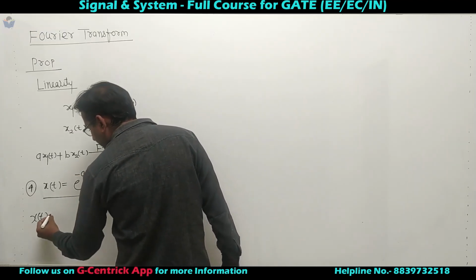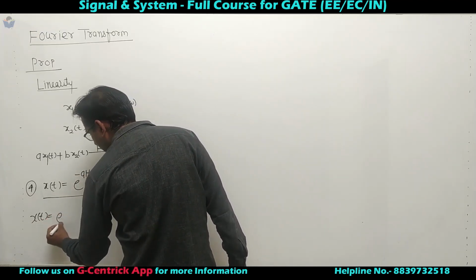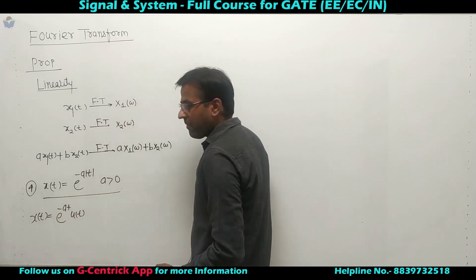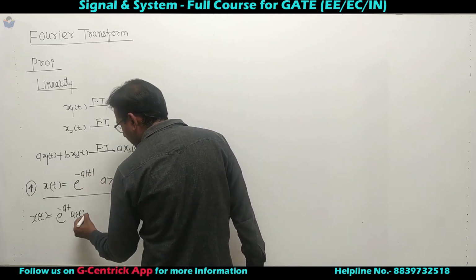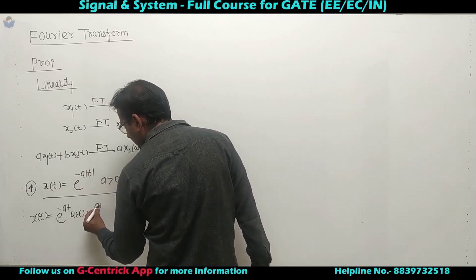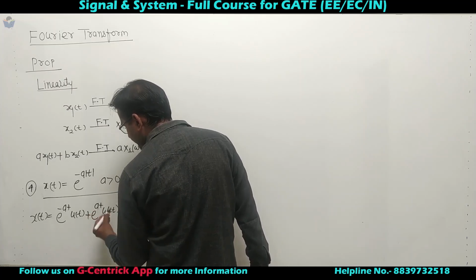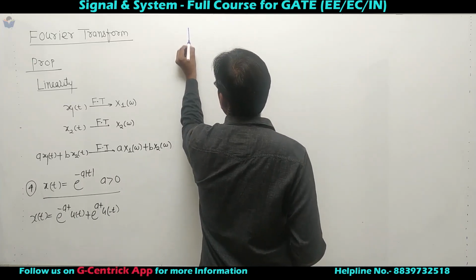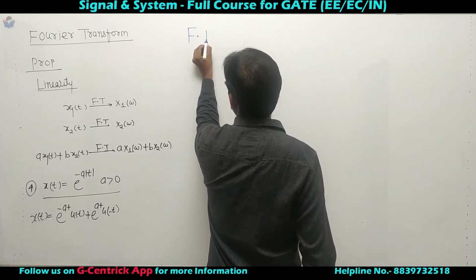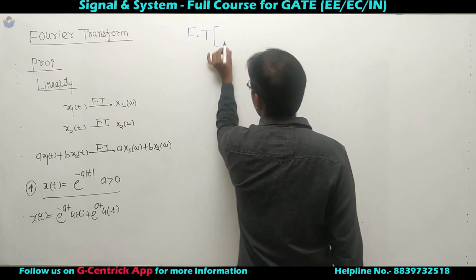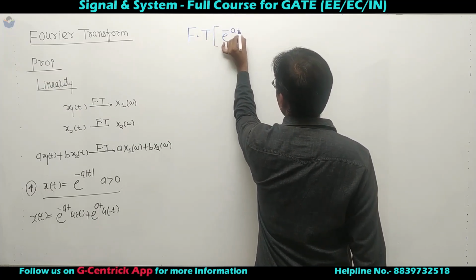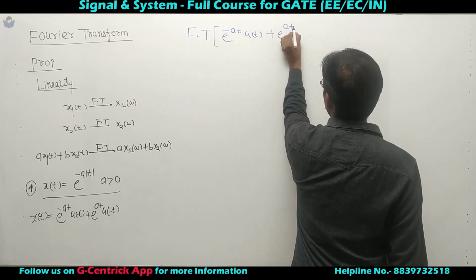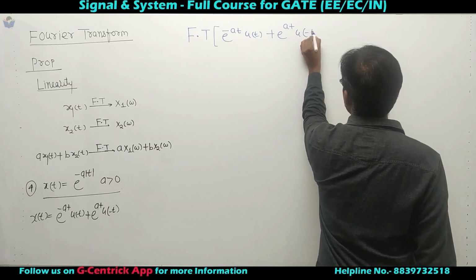So when t is greater than 0, it's e to the power minus at into ut, because this exists for t greater than 0, and when t is less than 0 I have to put a minus, so it is e to the power at into u of minus t. So I am interested in the Fourier transform of e to the power minus at into ut plus e to the power at into u of minus t.